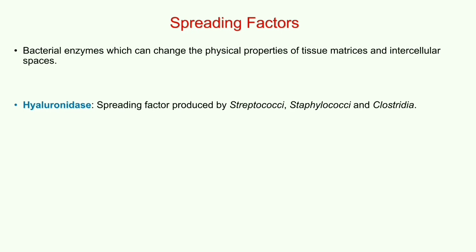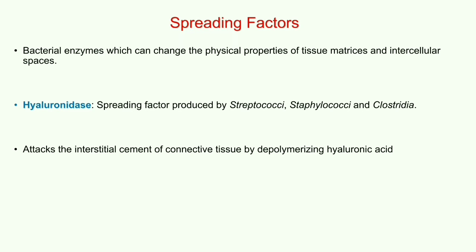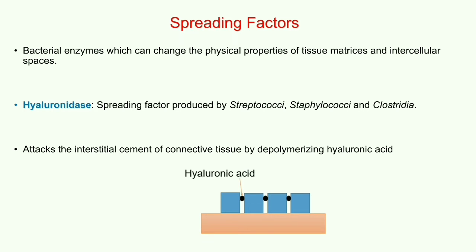Spreading factors. Bacterial enzymes which have the capability to bring about changes in the physical property of tissue matrices are called spreading factors. One of the original spreading factors produced by Streptococci, Staphylococci and Clostridia is hyaluronidase. It attacks the intercellular cement and the connective tissue by depolymerizing the hyaluronic acid.